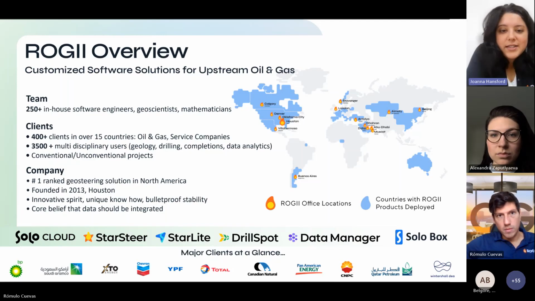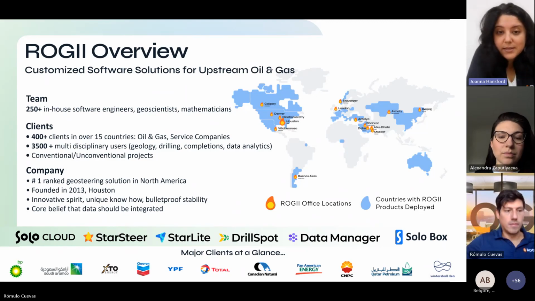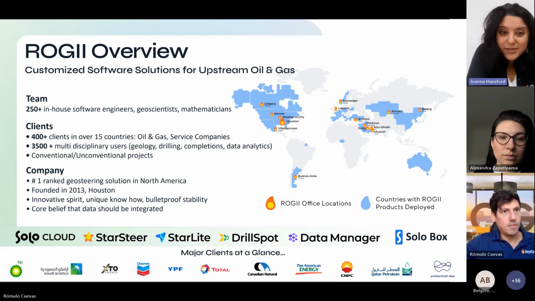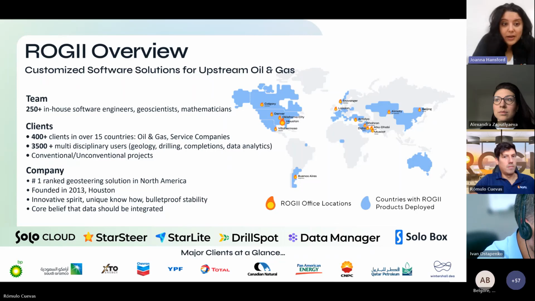Okay. As you can see from the map, our head office is in Houston, but we have offices throughout the Americas, also through Europe, Middle East, and into Asia. Today we have over 400 clients around the world, and these are mainly oil and gas companies, but we also work with service companies too. And we have around 3,500 people using our software and our technology. These users are mainly in the geoscience discipline, but also working in drilling, completions, and data analytics. And just one more thing I want to mention is that our technology is also used for conventional and unconventional projects around the world.